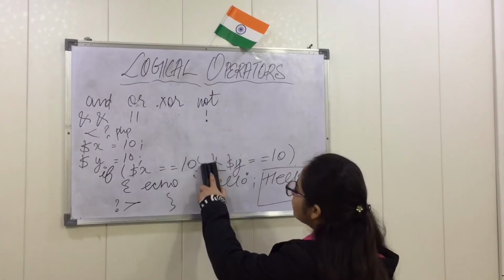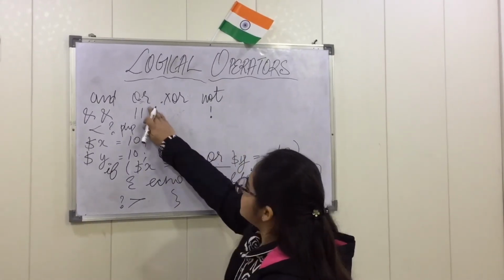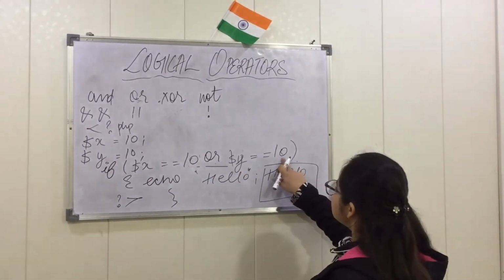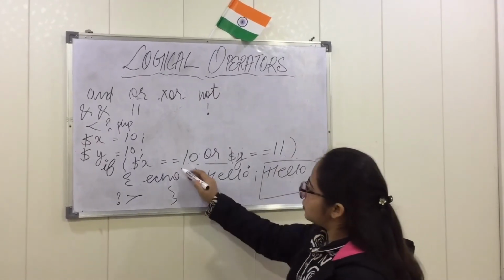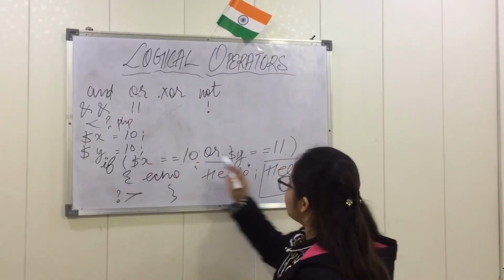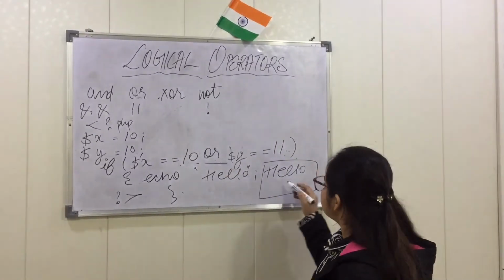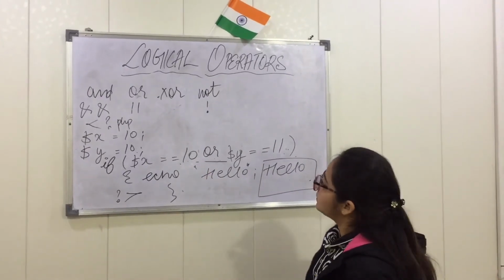Now I am talking about the OR operator. This is the OR operator. Suppose my first statement is 10, and the second is also 10. Suppose I am giving 11 here. So the first statement is correct, but the second is not. Even then, with the OR operator, it will echo hello because one of our statements is correct.